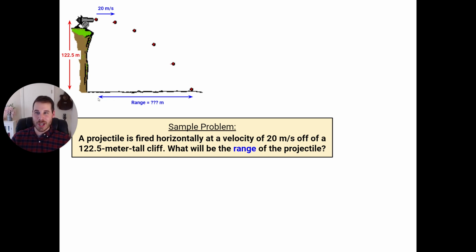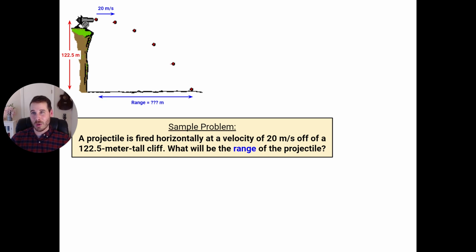Now, the range of the projectile, that's a word that we should probably learn. That word means how far it goes horizontally. So if you were to drop a measuring tape down to the ground right here and then ask how far from that point it will go, that's the range, versus the height, which is this 122.5. Okay, so where do we even begin solving a problem with two-dimensional motion? It seems much more advanced than what we've done before.